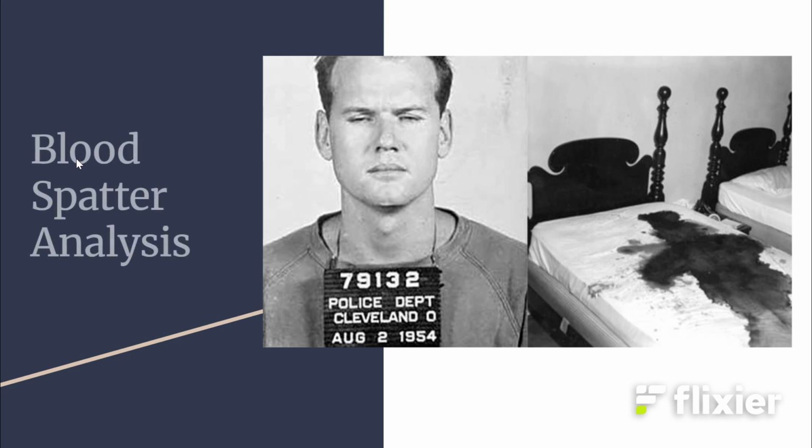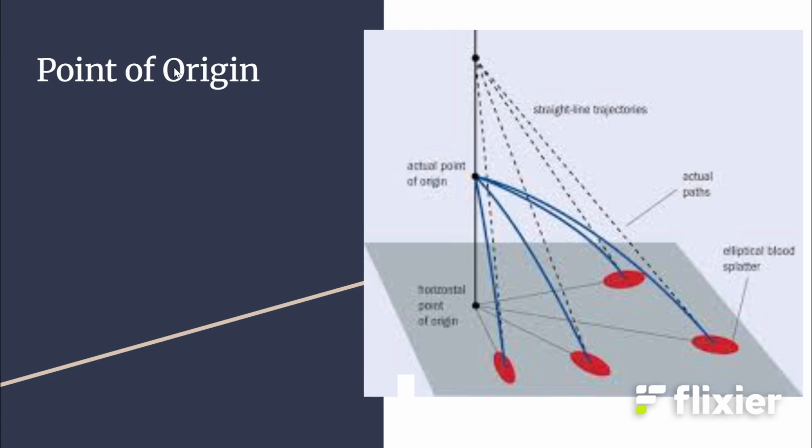This method studies how blood behaves when it leaves the body during a violent event. It can help reconstruct the movements, weapons, and even who was where, all by studying the size, shape, and distribution of these stains. Now, one of the first things that forensic scientist Dr. Paul Kirk was able to do was use the blood spatter to determine the point of origin, which is where the blood had come from during the attack.